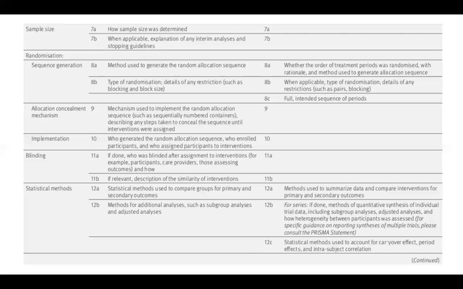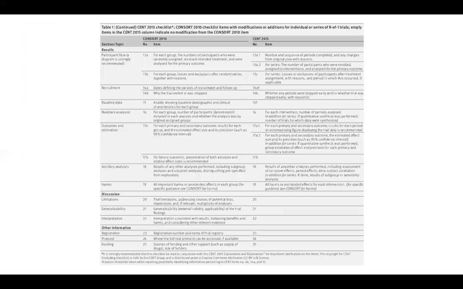The statistical methods did change. The methods used to summarize data and compare interventions for primary and secondary outcomes must be detailed. And then for series, if it was done, methods of quantitative synthesis of individual trial data, including subgroup analysis, adjusted analysis, and how the heterogeneity between participants was assessed, need to be detailed as well. The statistical methods used to account for carryover effects, period effects, and inter-subject correlation. As you already know, it is very important that we take particular steps to account for the carryover effects and make sure that washout periods are sufficient before the change in treatment.